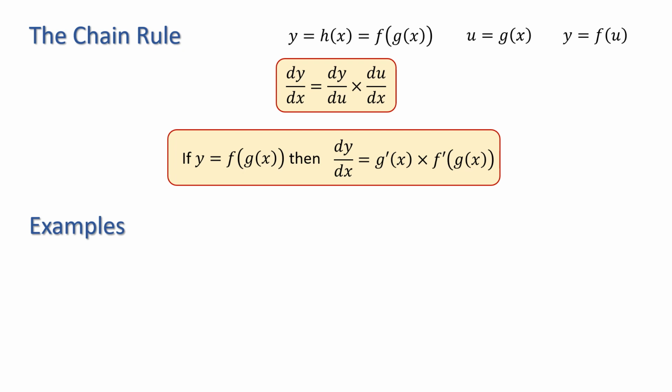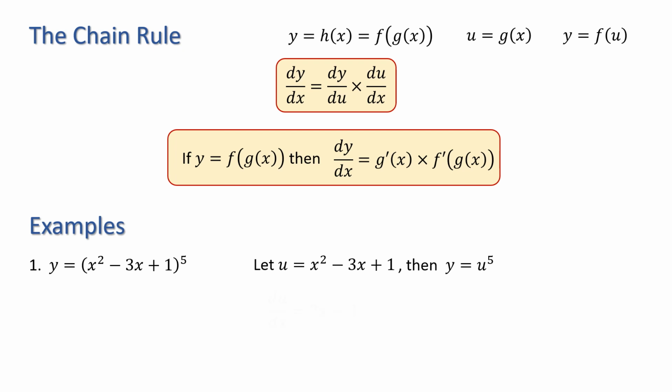Let's look at some examples. Here we have a polynomial problem: y equals (x squared minus 3x plus 1) to the power of 5. We could solve this by expanding the expression and differentiating each term, but using the chain rule makes it much easier to solve. If we let u equal x squared minus 3x plus 1, then we can write y equals u to the power of 5.